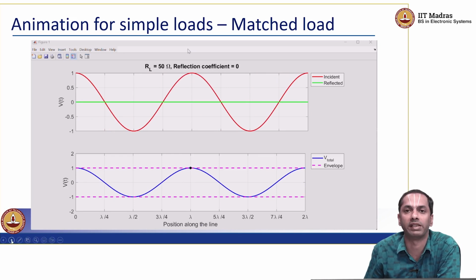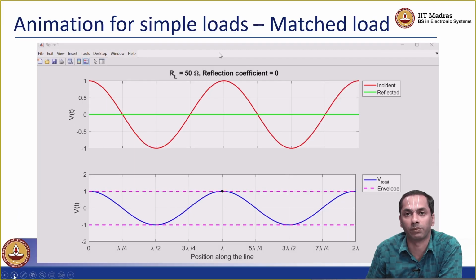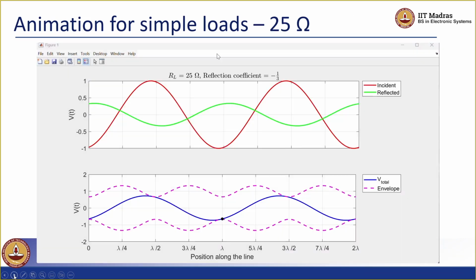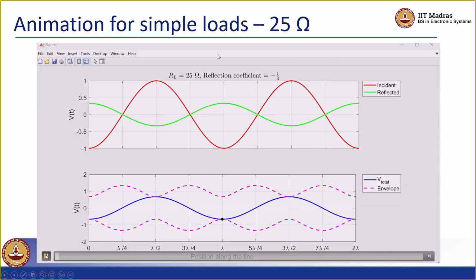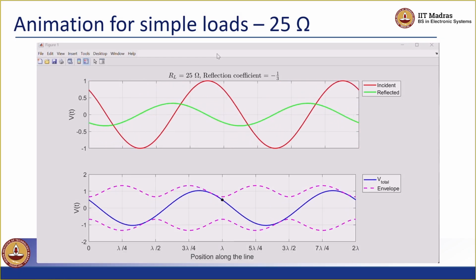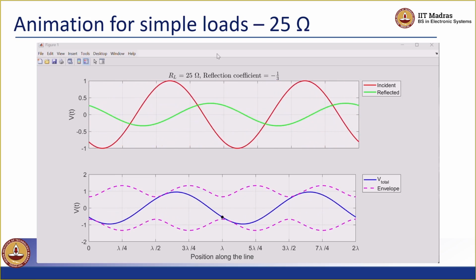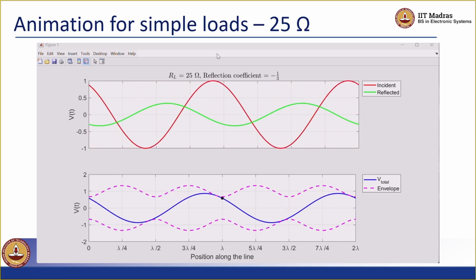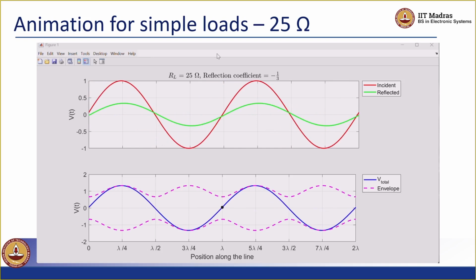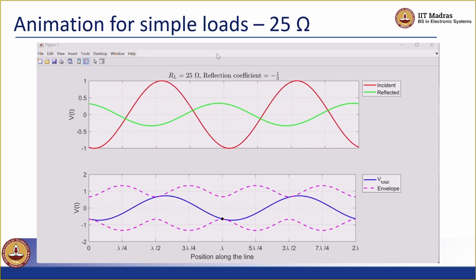Next we will go to something that is intermediate. So neither is it open or short, which are the cases for maximum magnitude of reflection coefficient, nor the matched load where the reflection coefficient is minimum at 0. So we'll take two examples where it is somewhere in between. So we'll look at 25 ohms. You can notice that the reflected wave is not quite as strong as the incident wave because the reflection coefficient is about 1/3. So the height of the green curve is 1/3 of the height of the red curve.